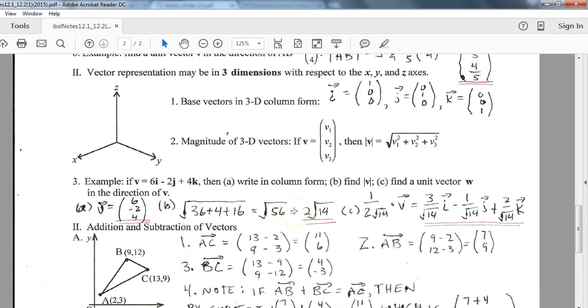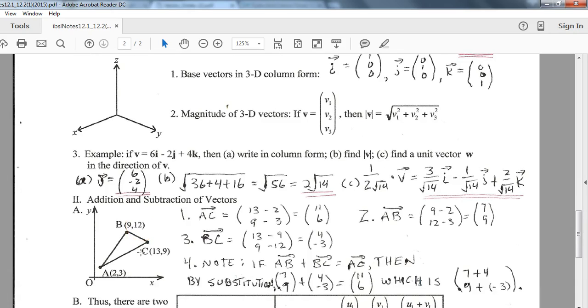If you're going to do a unit vector, so again for the unit vector here for part C, if I divide each component by the magnitude, then I'm going to get this look that you see over here, which is the unit vector.